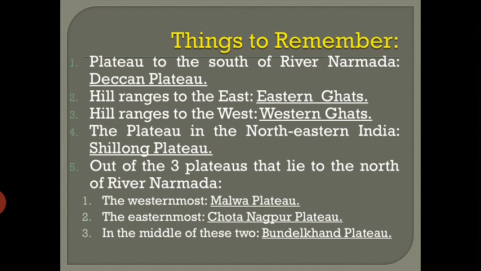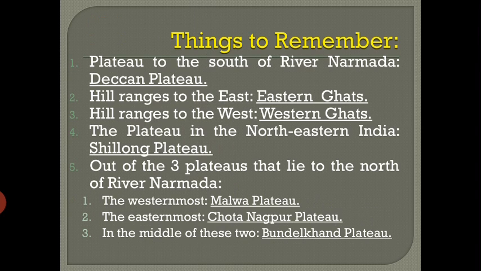Next is things to remember: the plateau to the south of river Narmada is the Deccan plateau. The hill ranges to the east are the Eastern Ghats. The hill ranges to the west are the Western Ghats. The plateau in northeastern India is the Shillong plateau.